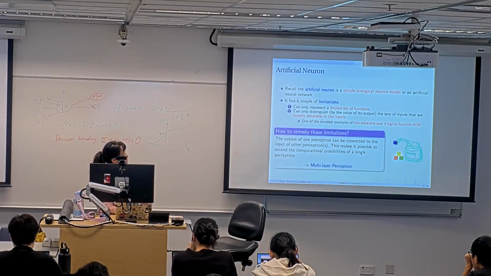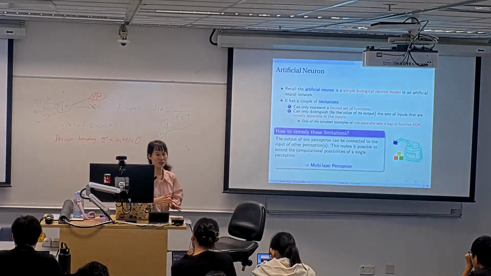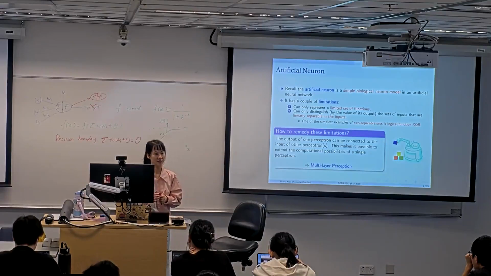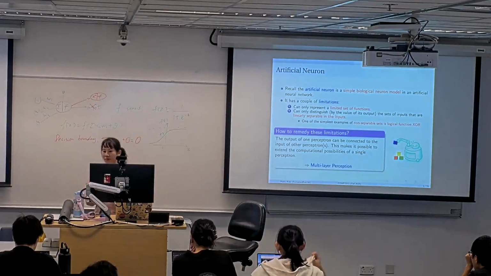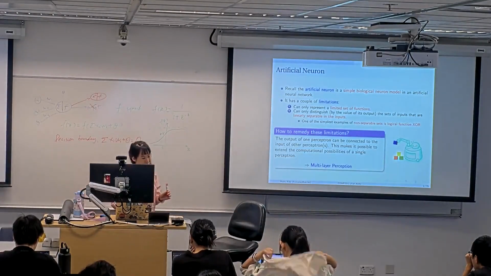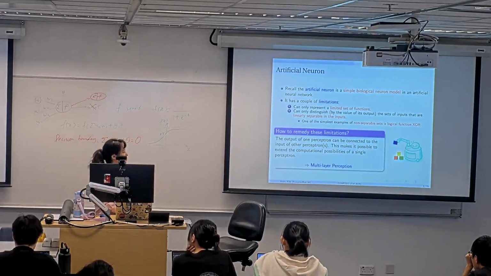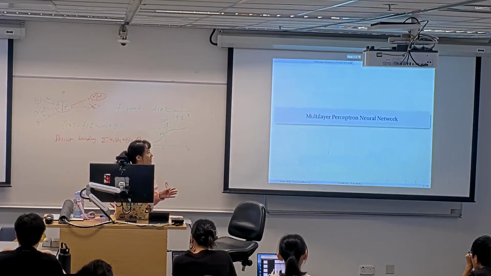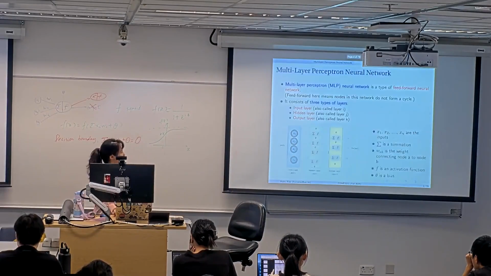So any questions so far regarding the limitations of the artificial neuron? Great. If no, then we are already very well motivated to develop such a multi-layer perceptron. Then let's try to see how to do that.